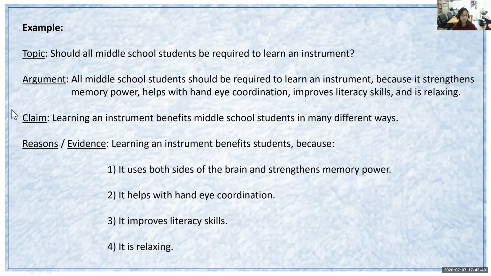So my next step would be the claim. The claim is my own opinion, my statement of my own opinion, which is learning an instrument benefits middle school students in many different ways. And this is actually going to be supported by facts, so supported by reasons and evidence as well, which I found out using research. So my reasons and evidence are learning an instrument benefits students because it uses both sides of the brain and strengthens memory power. It helps with hand-eye coordination. It improves literacy skills, so reading skills, comprehension skills, and it is relaxing. So those are my reasons and evidence.